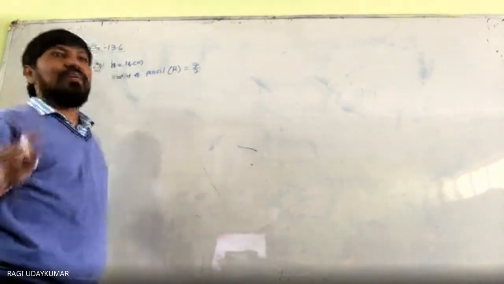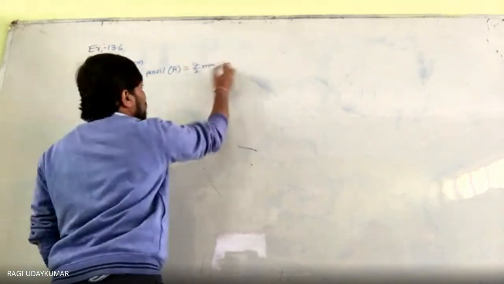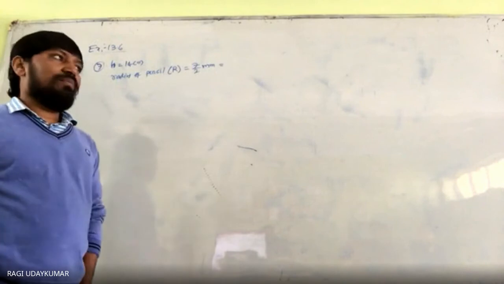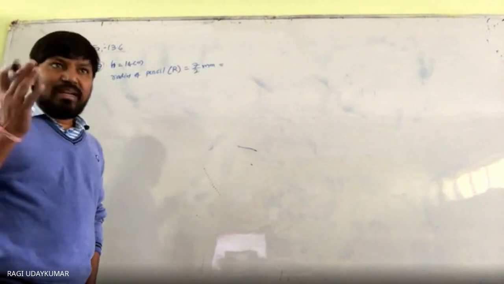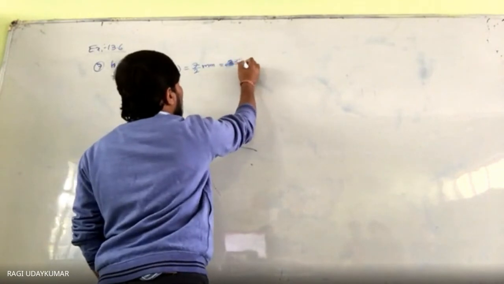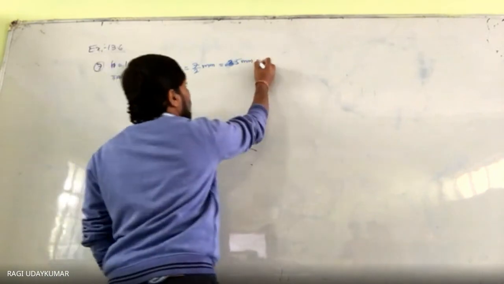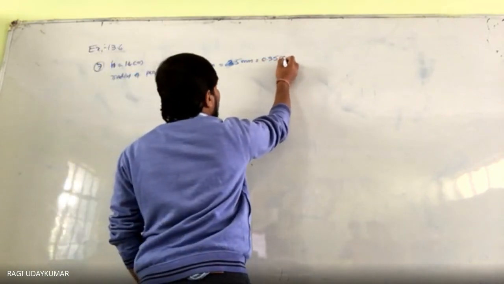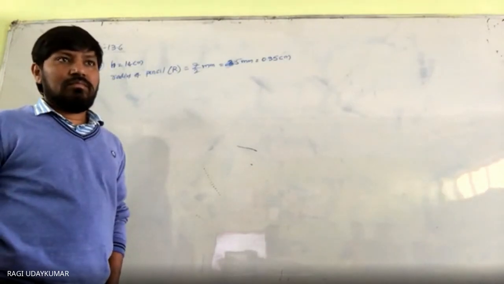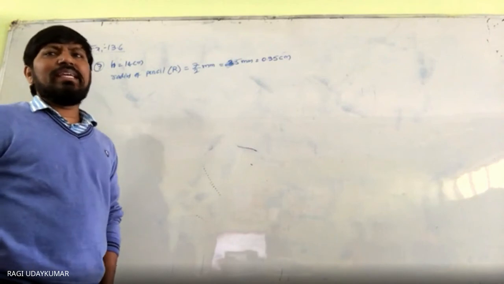Be careful, the units are in millimeters and you have to convert to centimeters. So 3.5 millimeters divided by 10 gives 0.35. When you convert millimeters to centimeters you divide by 10. So we get 7 by 20, which is 0.35. You can keep it like that also when finding the volume.